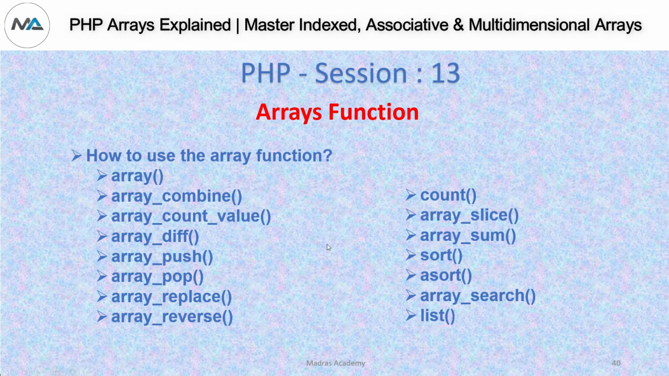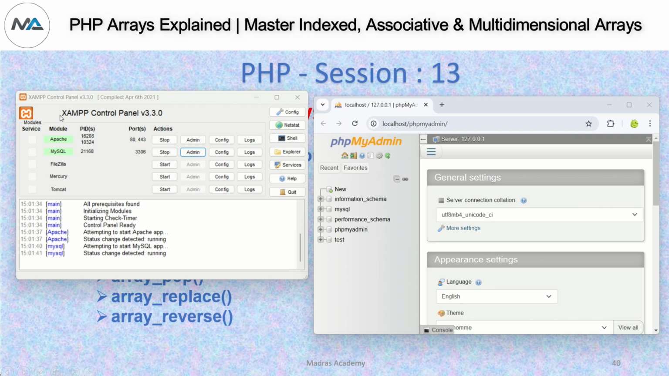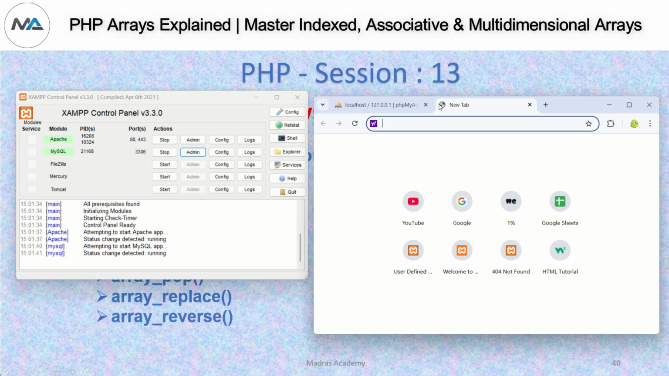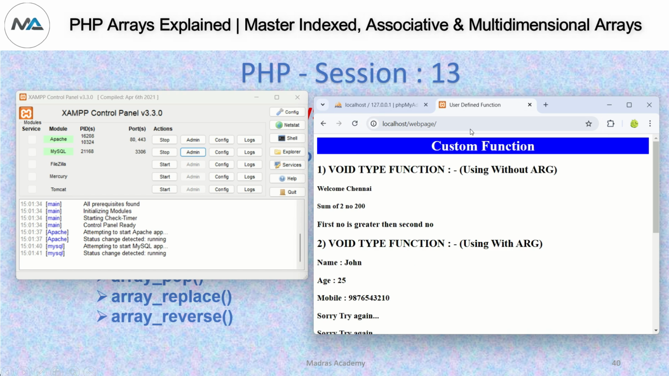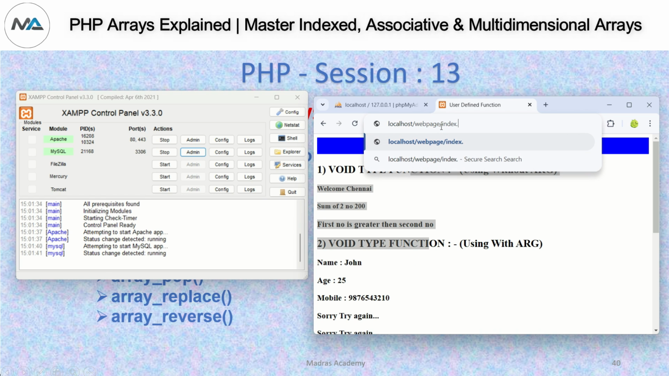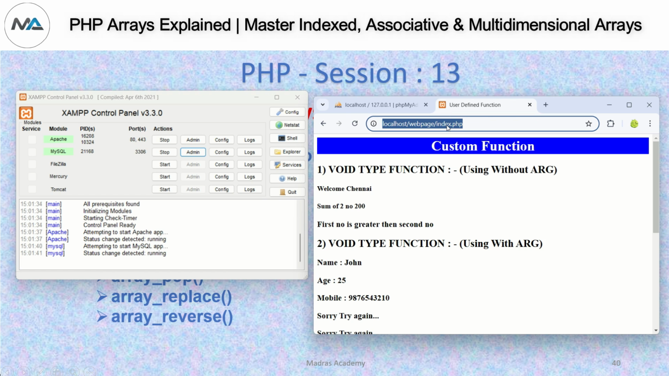Before that, we need to start the server. Start the server. You already know how to start the XAMPP server, and open the file location in htdocs, and we'll start writing the program for this array. In my system, I already started the XAMPP server. It's running here, and I'm going to open the file location in the web page. I already created the custom function program, and I'm going to use the same index.php file for this program also. So we'll open this index file from htdocs.